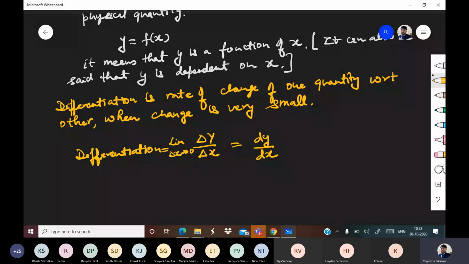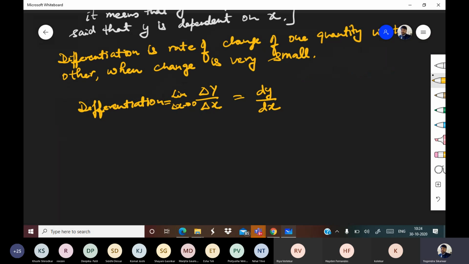Okay. So what is differentiation? It is rate of change of one quantity with respect to another when change is very small. All right. Good. So you call it dy by dx, or d by dx of y.